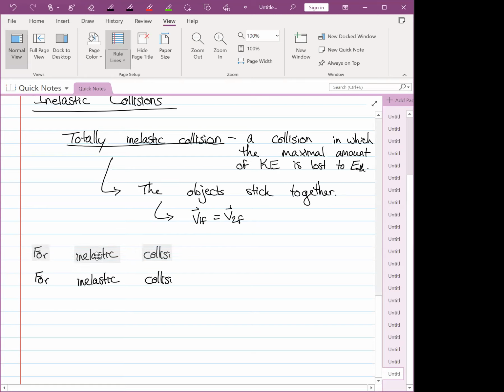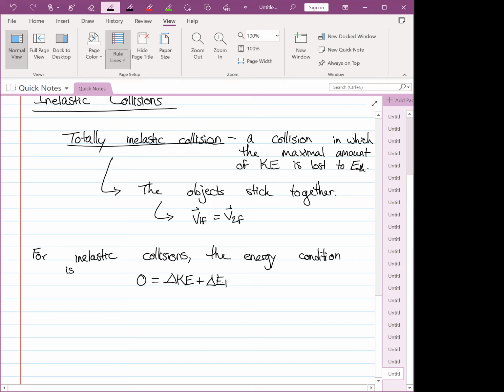For inelastic collisions that are not totally inelastic, you have a slightly different scenario. So in this case, we have that the energy condition can be written as follows. We're just going to write down the work energy theorem, but including the change in thermal energy, i.e. 0 equals the change in kinetic energy plus change in thermal energy. And so we can rearrange this to get the kinetic energy after the collision is equal to the kinetic energy before the collision minus the change in thermal energy.